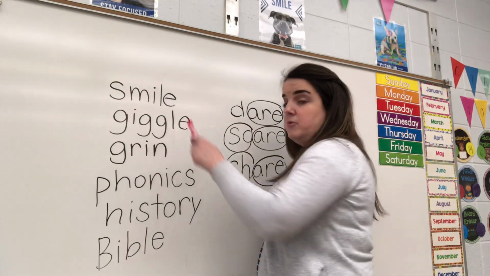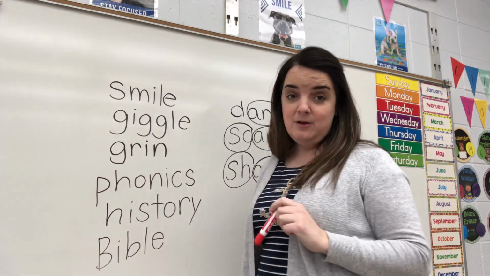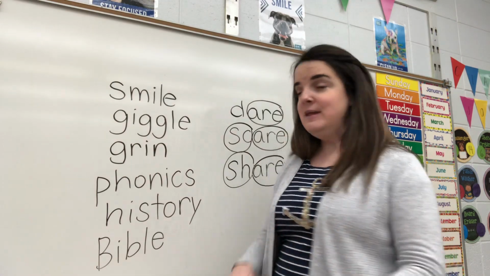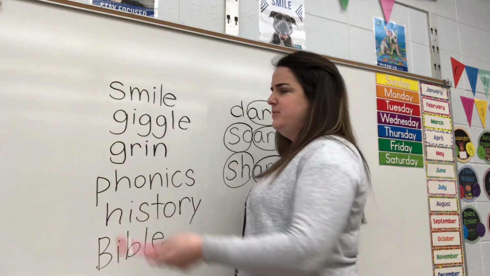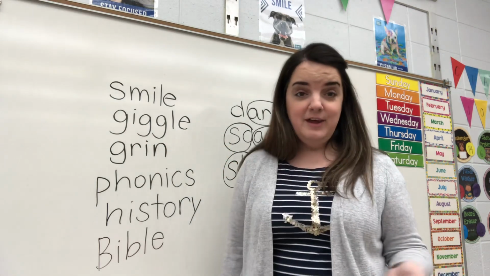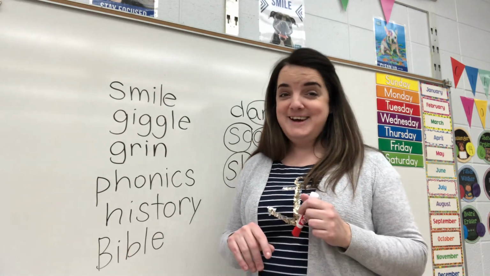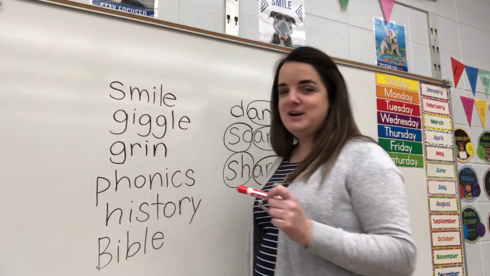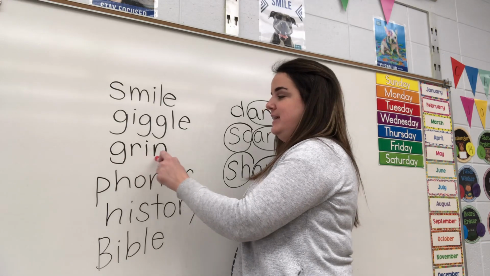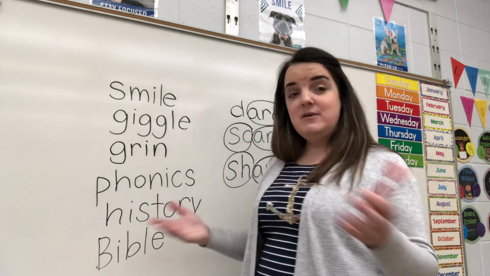So if we look at our top word here, we have smile. Everyone smile. All right, very good. And then we go to our next word underneath it. So we have giggle. That means to laugh. Hee hee hee. Giggle. Hope you're not giggling at Miss Williams right now. And let's go to the next word, which is gr. That says grr. Grin. A grin is just a big smile. So give me a grin.